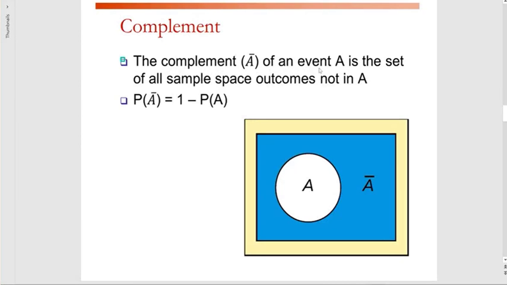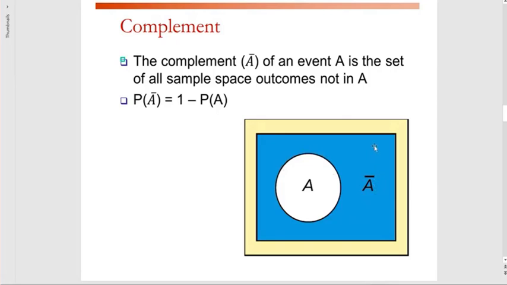The complement of event A, written A with a bar over it, is the set of all sample space outcomes that are not in A. Here we see a Venn diagram, and this rectangle represents the entire sample space. And the circle represents event A. So everything outside the circle is a complement.